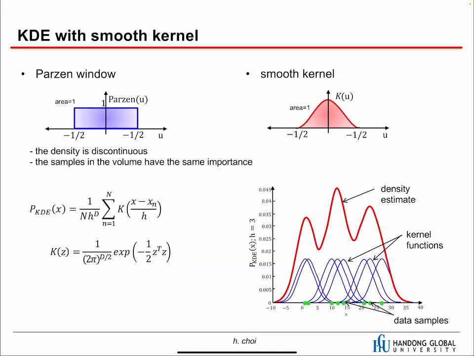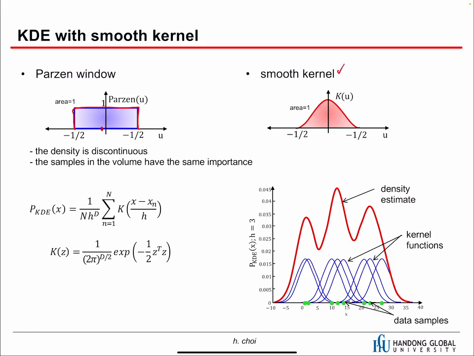Okay, that is based on the Parzen window, and the Parzen window is just a rectangle. And the density is discontinuous. This is another kind of problem. So instead of having this strict window size, we can have a smooth kernel.